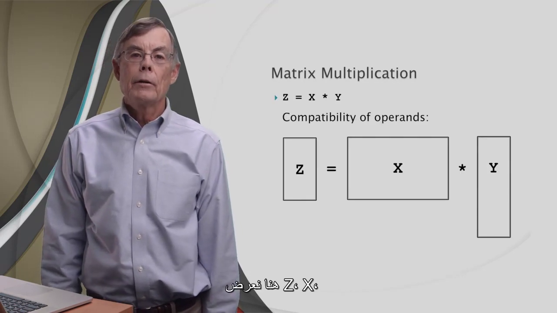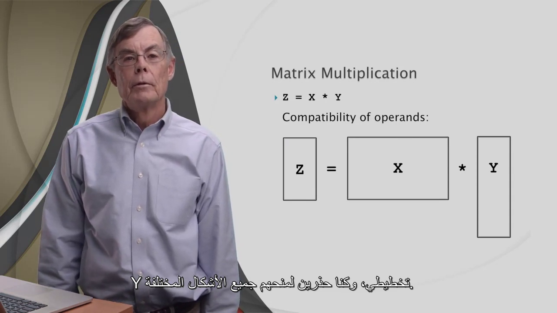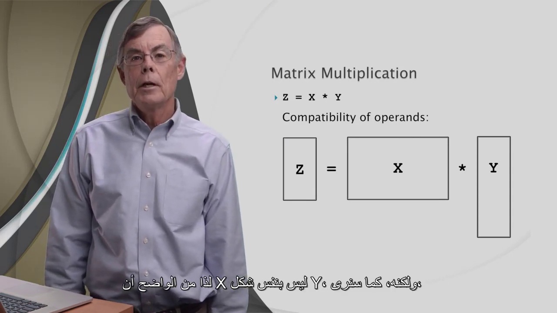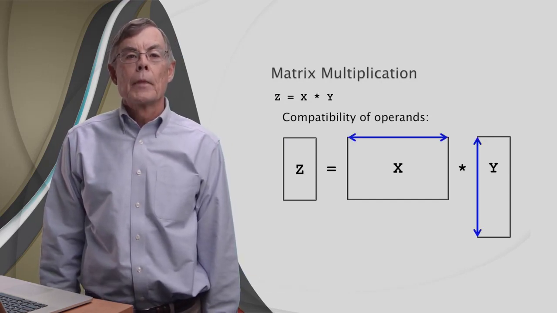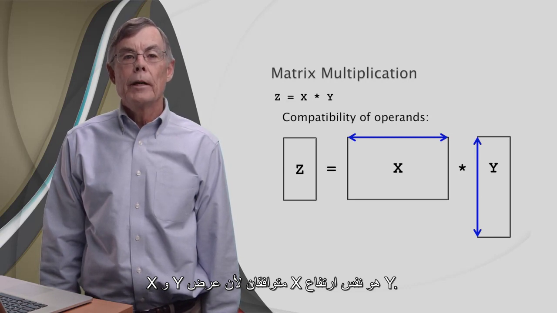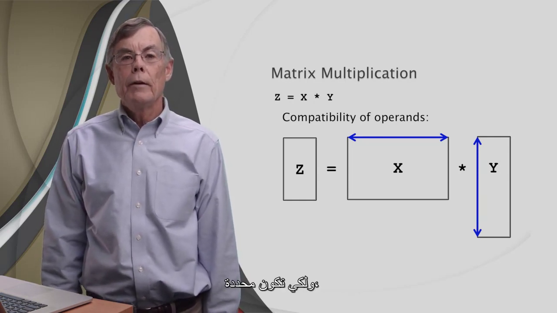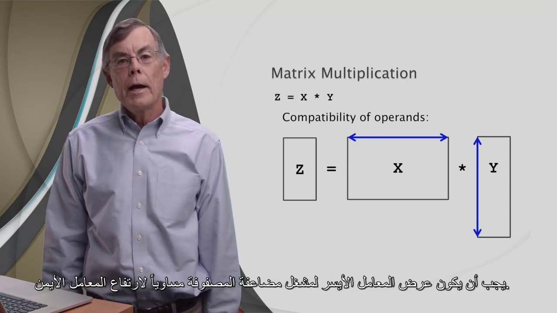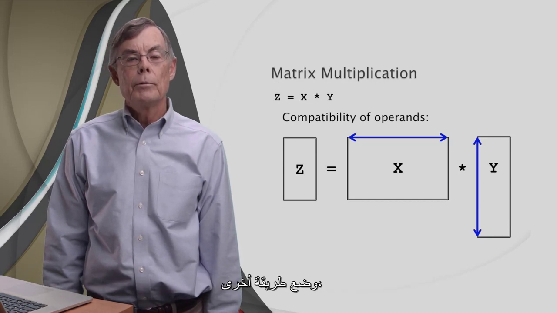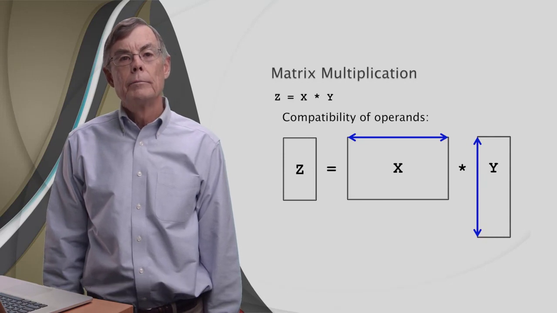Here we show z, x, and y schematically. And we've been careful to give them all different shapes. So x is clearly not the same shape as y, but it is, as we'll see, compatible with y. X and y are compatible because the width of x is the same as the height of y. We've highlighted that with the blue arrows. To be specific, the width of the left operand of the matrix multiplication operator must be equal to the height of the right operand. Put another way, the number of columns of the left operand x must equal the number of rows of the right operand y.